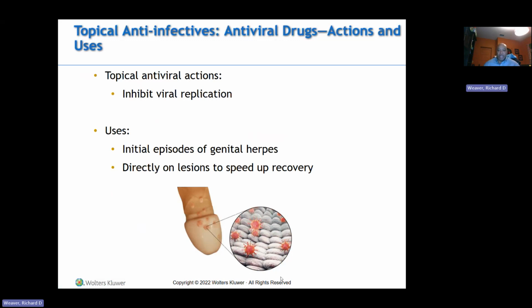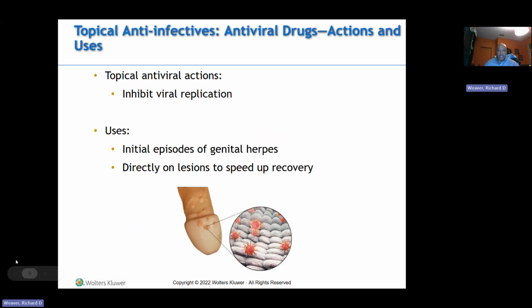Now, during the initial episodes of a herpes outbreak, we refer to this as the prodrome phase. It is the initial episode or period of this skin disorder. So remember that prodrome phase because we typically like to ask you questions about that. All right. We apply these medications directly on the lesions themselves because it does help to expedite the recovery.